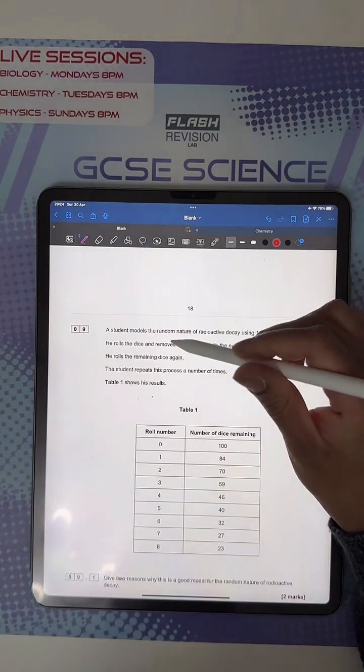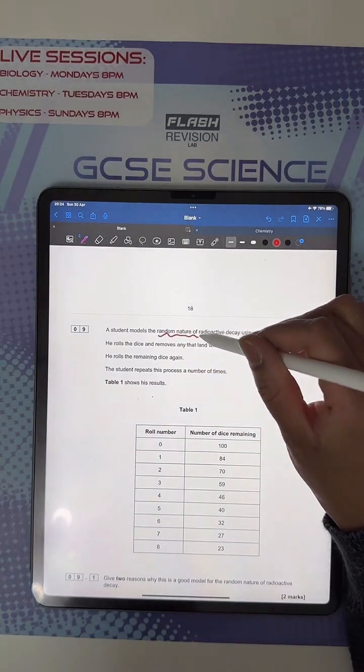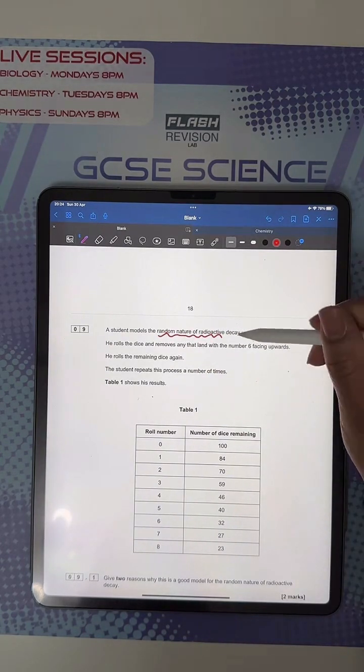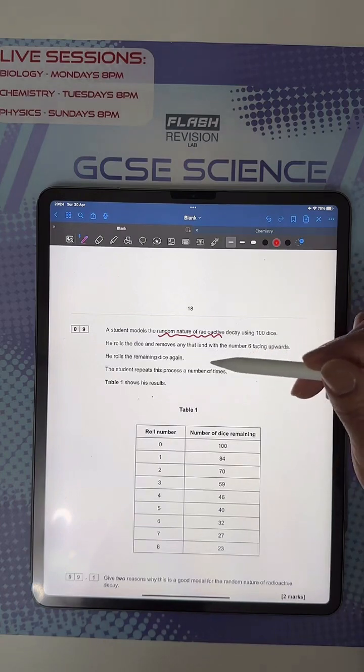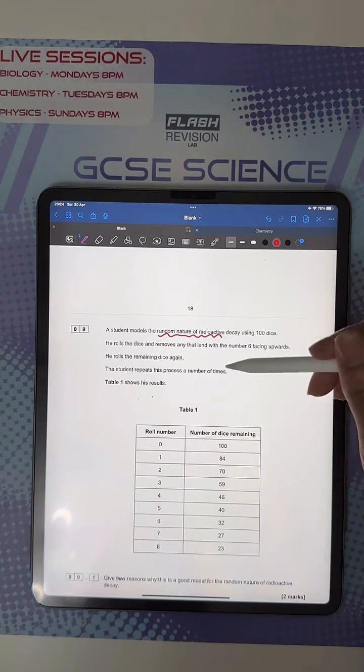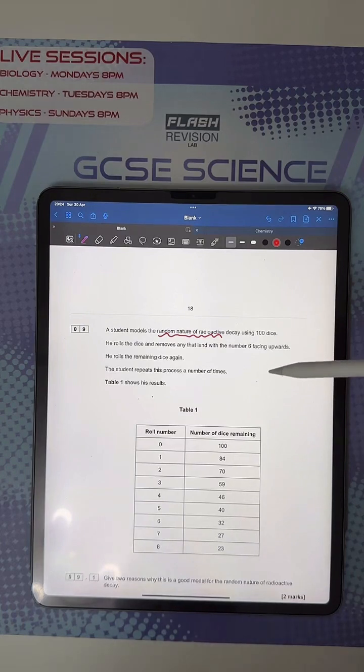A student models the random nature of radioactive decay using 100 dice. He rolls the dice and removes any that land with the number 6 facing upwards. He rolls the remaining dice again. The student repeats this process a number of times.